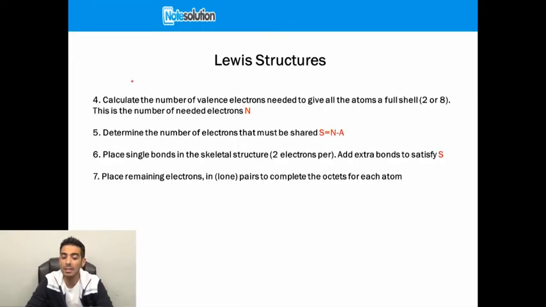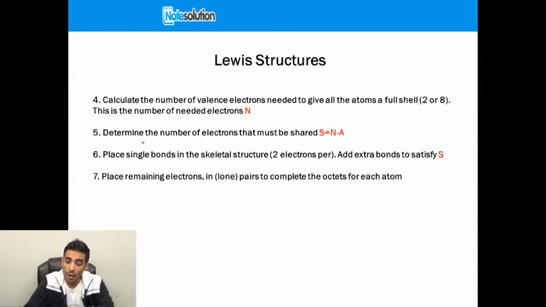Fourth step, calculate the number of valence electrons needed to give all atoms a full shell. The first thing we did was calculate the number of valence electrons that we have. The second thing we do is calculate the number of valence electrons needed to give all atoms a full shell. It's either going to be 2 or 8. We're going to talk about other exceptions later, but for now, focus on giving each atom either 2 or 8. Of course, 2 is for the hydrogen atom, and 8 is for other elements. The number of needed electrons is represented by N.